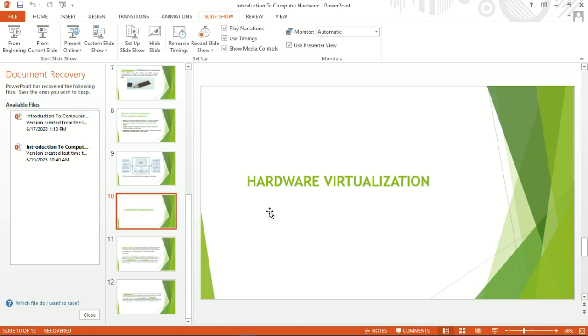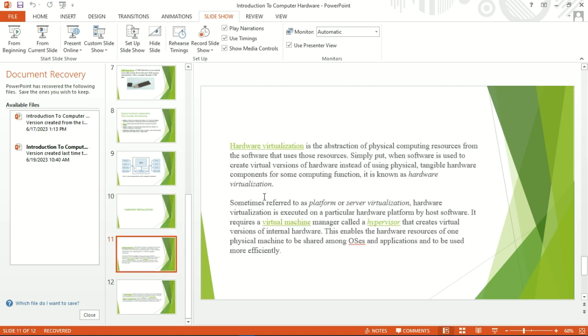Okay, so we're going to move to another topic, hardware virtualization. When you talk about hardware virtualization, you say that it is the abstraction of physical computing resources from the software that uses those resources. Simply put, it is when software is used to create virtual versions of hardware instead of using physical, tangible hardware components for some computing function. This is also known as hardware virtualization, and sometimes it is referred to as platform or server virtualization.